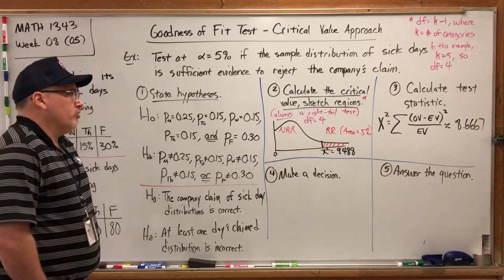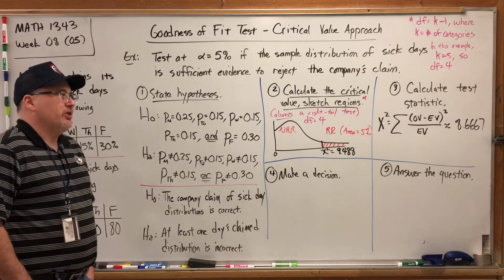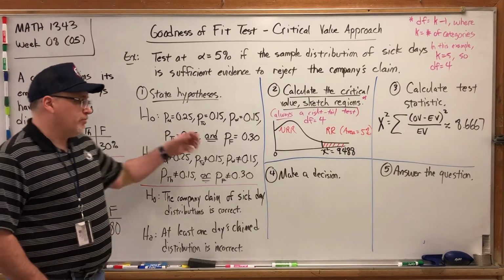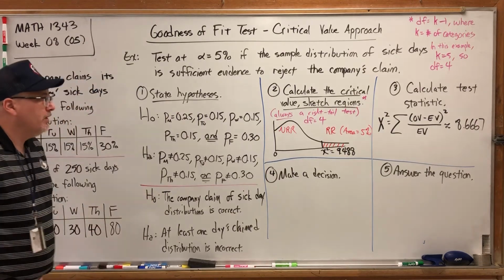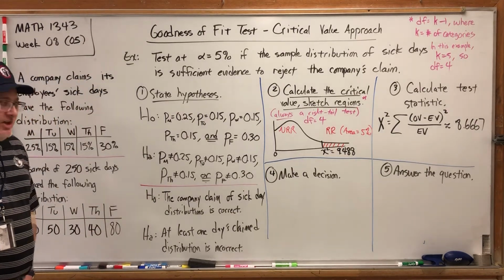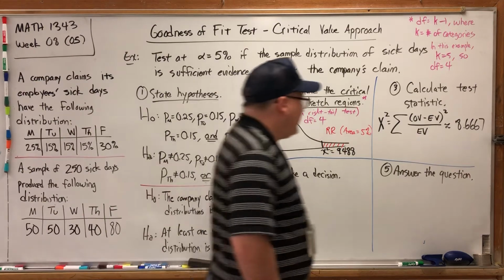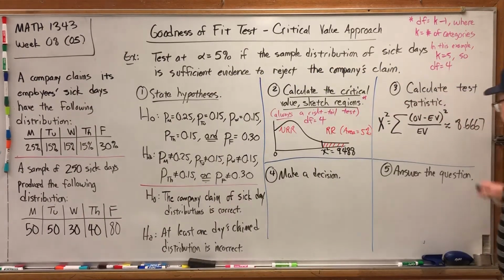Just remember, the degrees of freedom is k minus 1. K is the number of categories, which is the same as the number of proportions being tested. And it's always a right-tail test. We've already done step 3. That was the previous video. We calculated the test statistic.